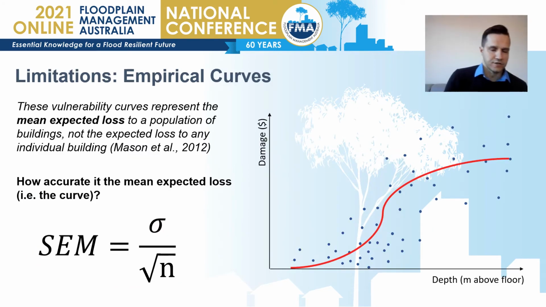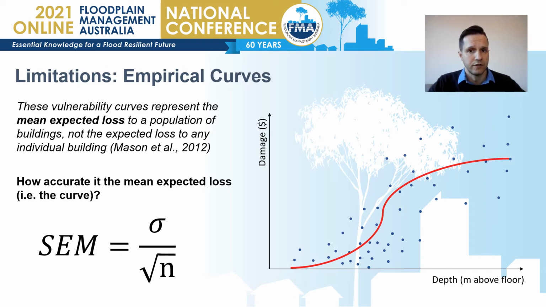Now, what are the limitations of stage damage curves? The limitations are different depending if we're looking at empirical curves or analytical curves. So for empirical curves, well, these curves represent the mean damage for any given depth of the buildings that were surveyed to create that particular curve. The mean damage of this building sample would ideally be as close as possible to the mean damage of the whole population of buildings represented by that curve.